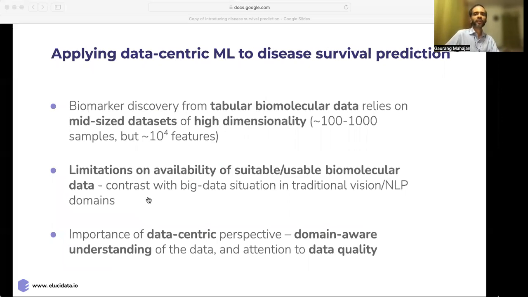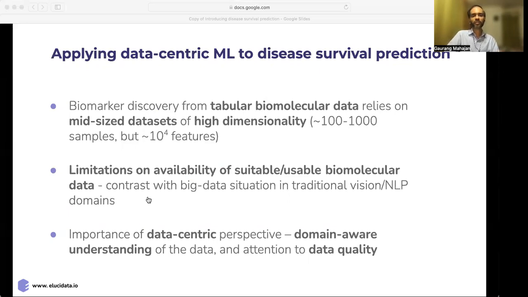To begin with, survival analysis typically relies on mid-sized data sets comprising thousands or often only hundreds of samples. In contrast, each sample is represented by tens of thousands of features or variables. So this is a high dimensional setting where the number of features far exceeds the number of samples, requiring suitable feature reduction or pruning to avoid the usual problems like overfitting. Availability of suitable or usable data is a bottleneck to training ML models here. So this is quite a different situation compared with traditional ML applications in imaging or language tasks.